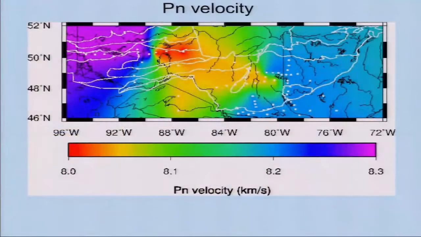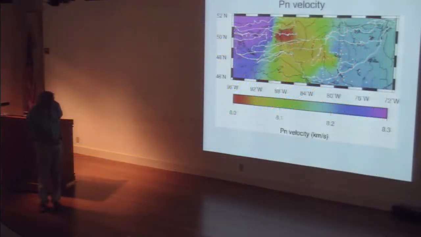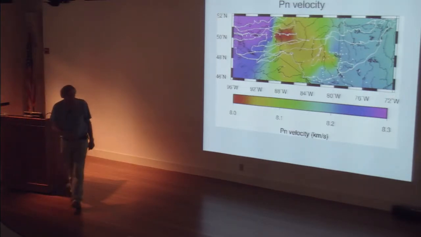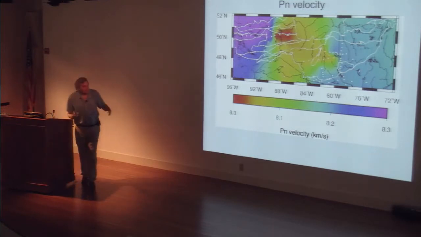So we've compared the Pn velocity in that area with the calculated temperature. So this is what we do. That's a map of the Pn velocity across that area. The dots are the measurements where the Pn velocity was determined, as you see, all the refraction lines that have been run. And you can see the Pn velocity varies. The color scheme is from 8 to 8.3. This is not a lot, but this is what we've got.